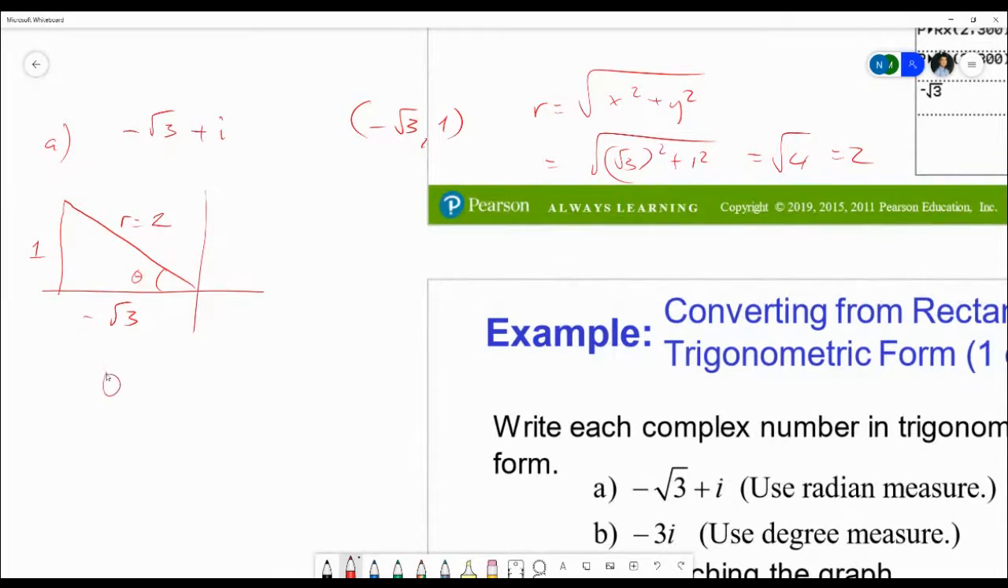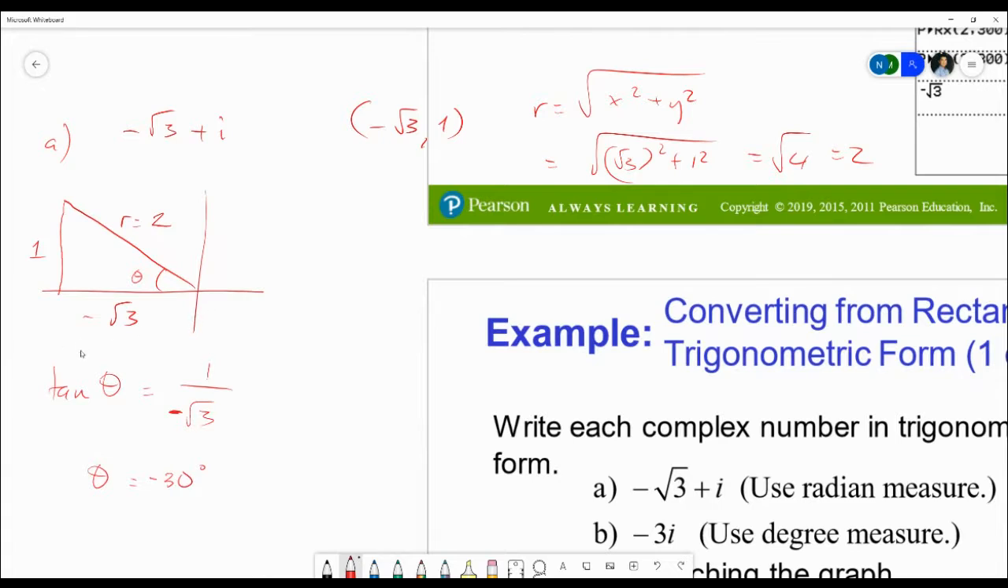Theta: we can take tangent of theta is equal to opposite over adjacent, so 1 over negative square root of 3. Now you can memorize this, or you should know this. This is 30 degrees. Now, since it's negative, it's going to give you the fourth quadrant, so it's going to give you negative 30 degrees. Okay?